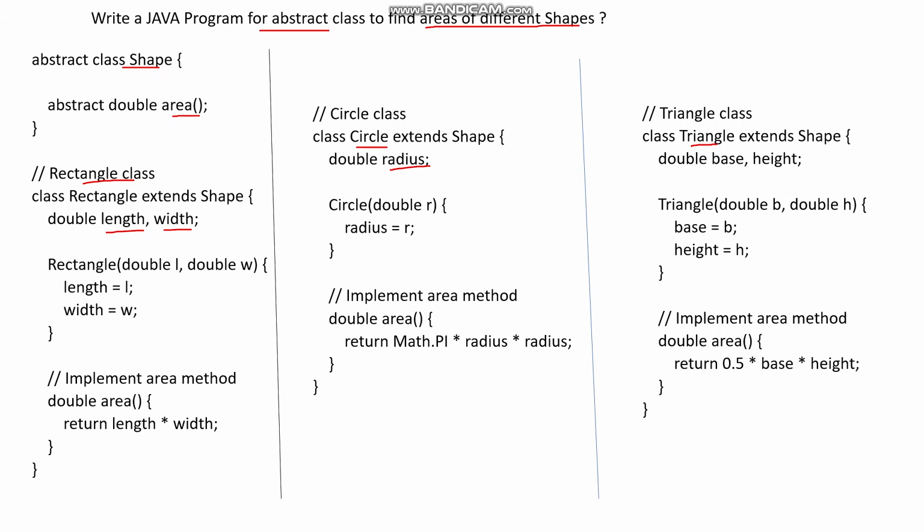Observe these three classes here. The first class name is Rectangle, which extends Shape. The area code is return length into width here. For the circle, it extends Shape, and what would the area code be here? Pi r square, means Math.PI into radius. For the triangle, it also extends Shape here. What about the double area here? 0.5 into base into height, means 1 by 2 into base into height here.